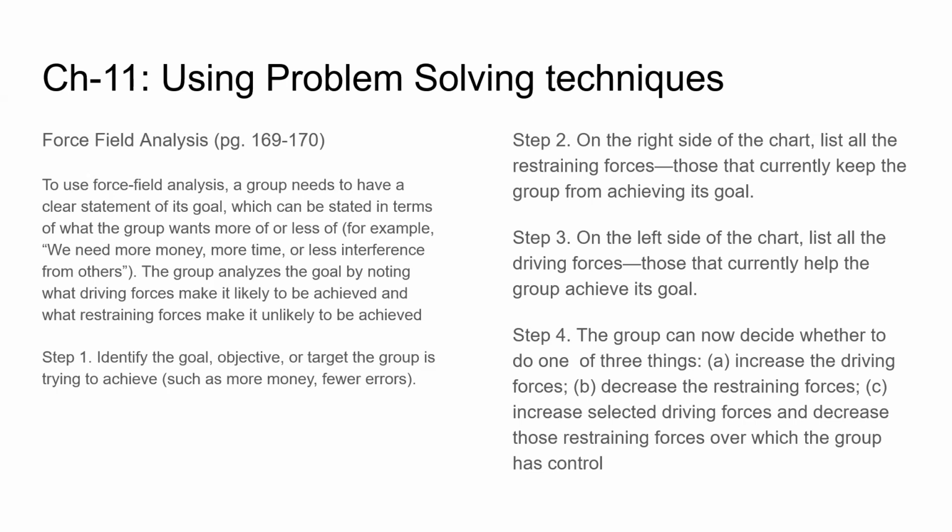If you've ever been part of a student government, you get a budget, you give it out to all the different groups and clubs on campus. You got to figure out who gets what, right? Step two, on the right side of the chart, list all the restraining forces, things that currently keep the goal from achieving its goal, right?